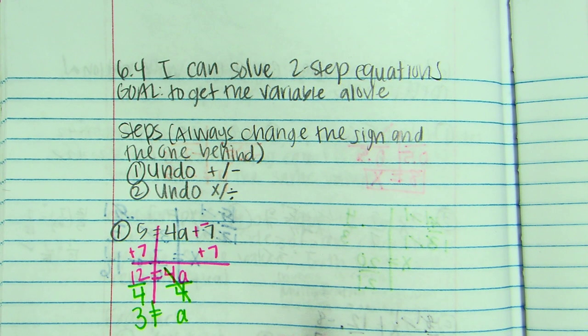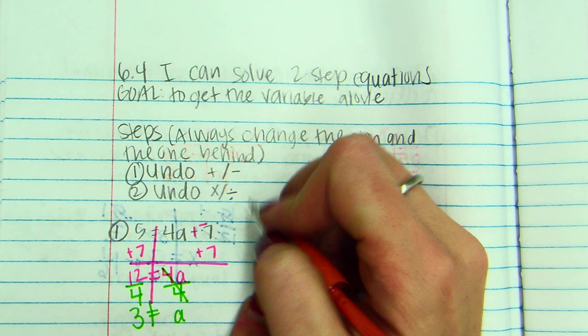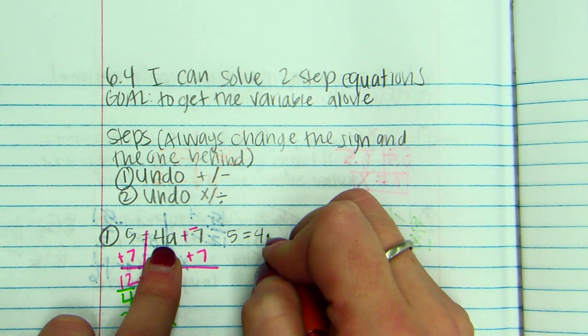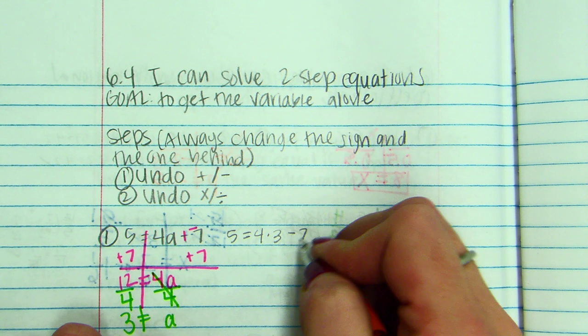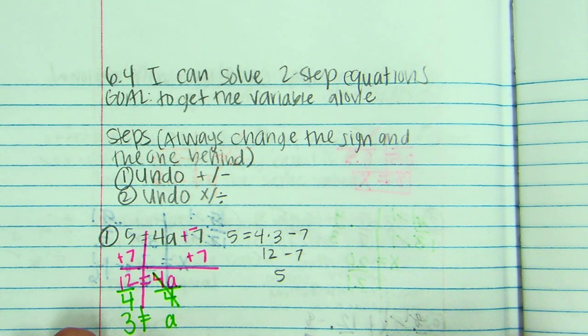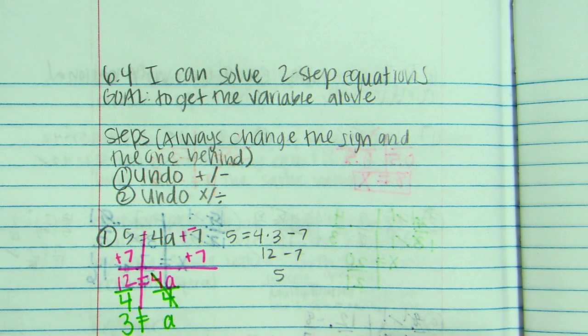I should check my work. I'll plug 3 back in for a, so I'm going to rewrite the equation. 5 equals 4 times, instead of the a, I'm going to write a 3, minus 7. So that's 12 minus 7, which is 5. So I got the right number, so I did that one correctly.